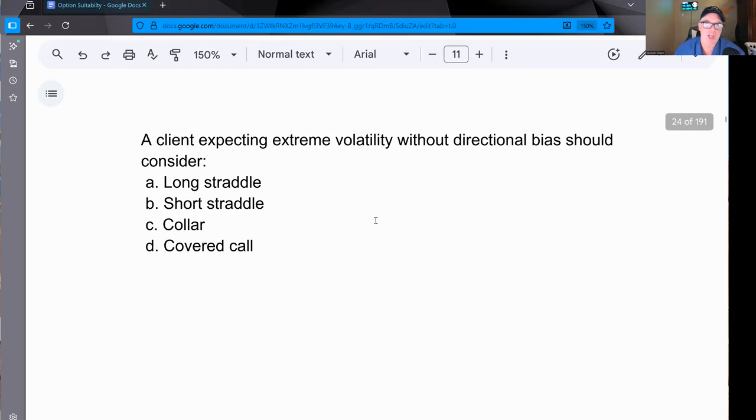A client expecting extreme volatility without bias. Volatility, baby. Short straddle is stability, so long straddle is volatility. A is an apple.